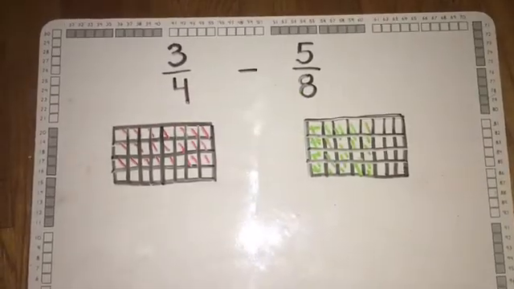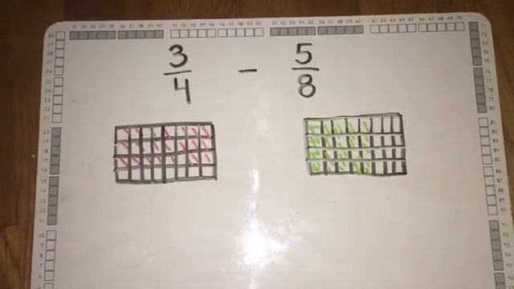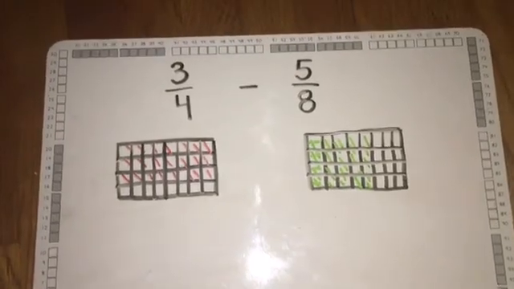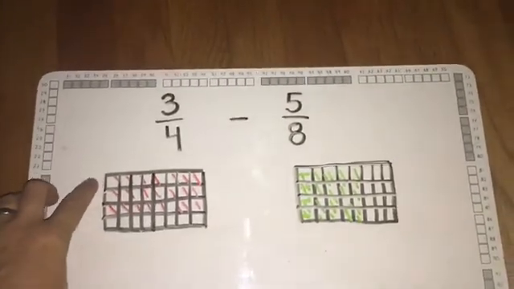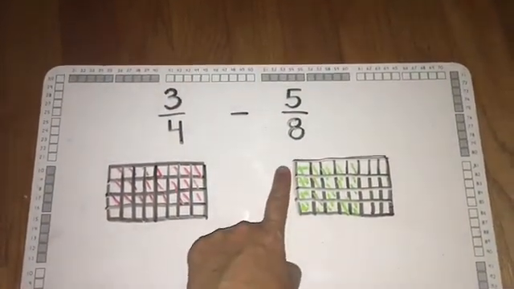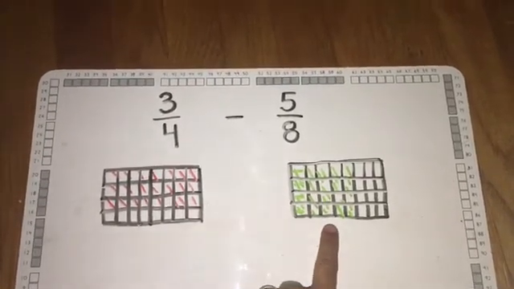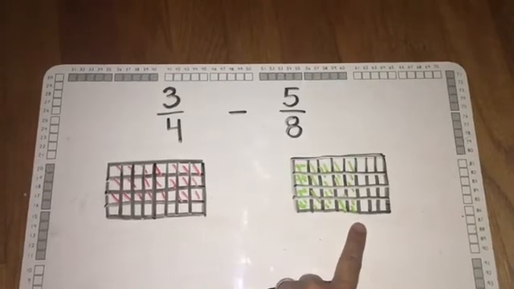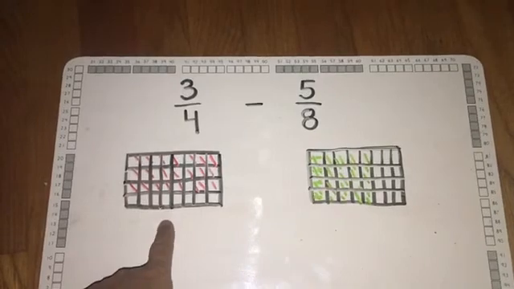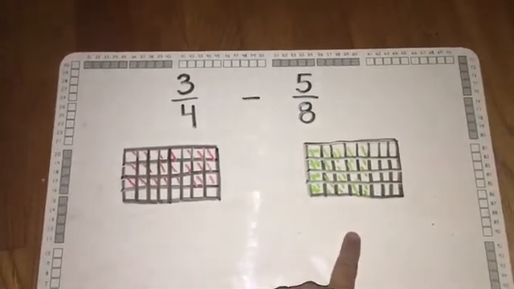As you can see, I now have a denominator of 32 in each of my fractions. And my first fraction, 3/4, becomes 24 out of 32 (8, 16, 24). And my second fraction, 5/8, becomes 20 out of 32 (4, 8, 12, 16, 20). So I now have 24 out of 32 minus 20 out of 32.